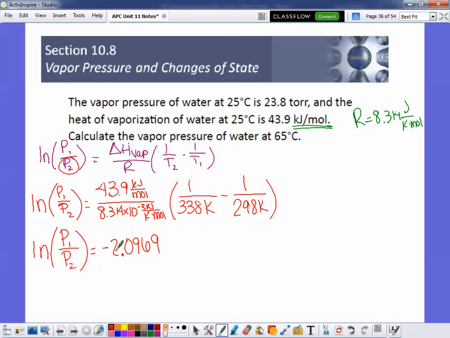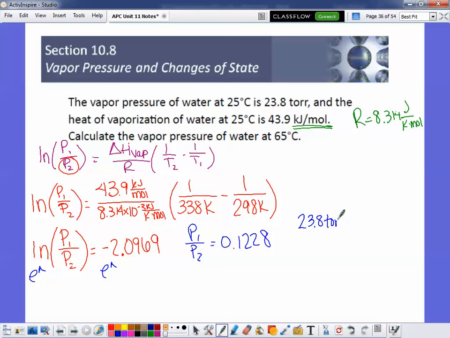How do I get rid of a natural log? Yep, e to both sides. So I'm just going to leave whatever I had in my calculator, and then do e to the answer. And I'm going to get P1 over P2 equals 0.1228. And then we know what P1 is, which is 23.8.